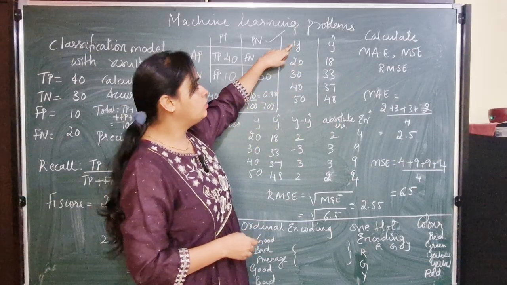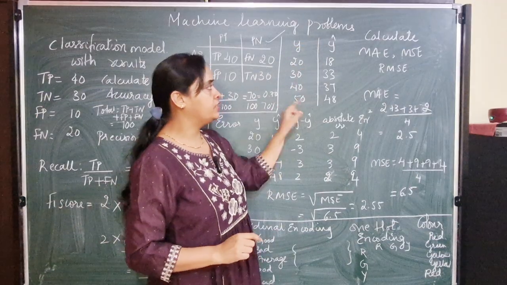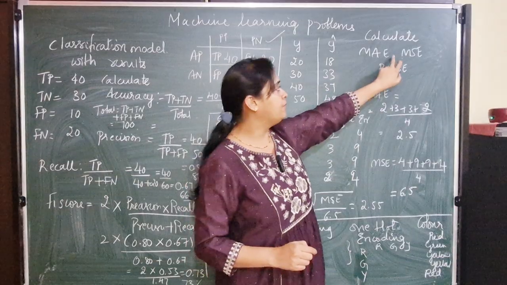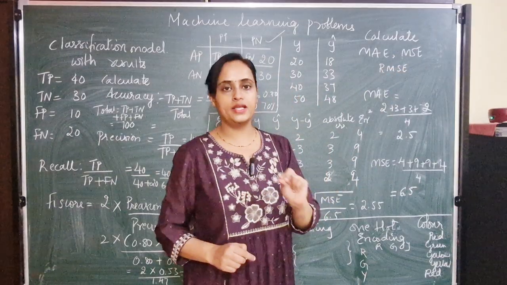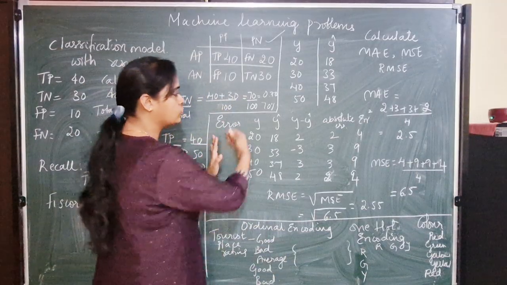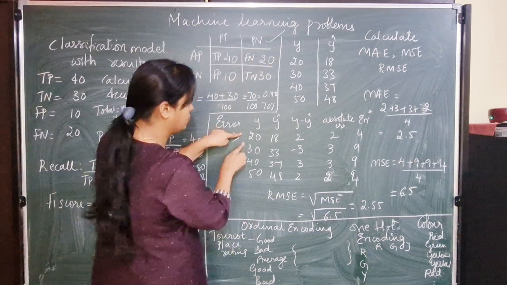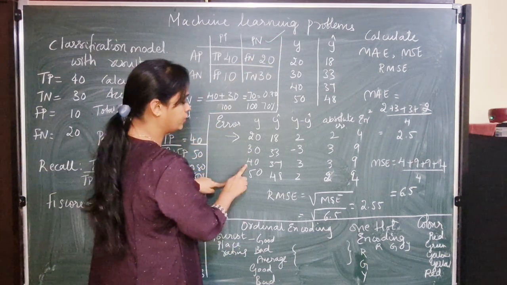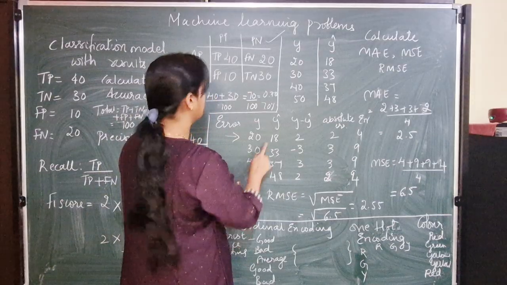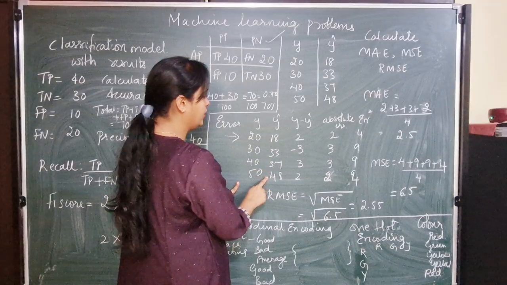Next problem, data is given in such a way that there is actual value and predicted value. So Y denotes actual value, Y cap denotes predicted value. We are supposed to calculate mean absolute error, mean square error, root mean square error. To do this there is one trick. We need to calculate some information and keep it. Write all actual values: 20, 30, 40, 50. Next, write all predicted values: 18, 33, 37, 48.